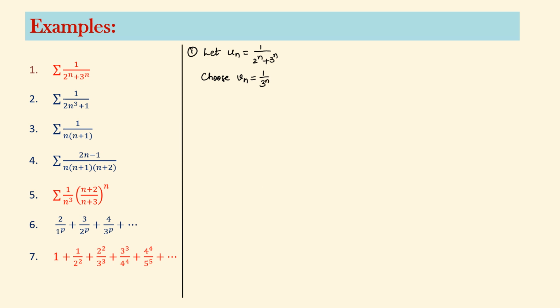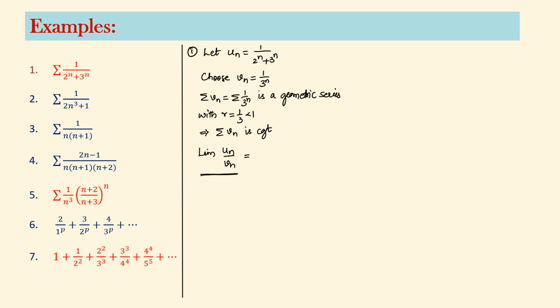And we know that this is a geometric series. Summation Vn, which is summation 1 by 3 power n, is a geometric series and is convergent. Geometric series with a common ratio r equal to 1 by 3, which is less than 1. So that implies summation Vn is convergent. So now we have to calculate limit of un by Vn. All these problems will be very easy only if it is easy for you to calculate the limit.